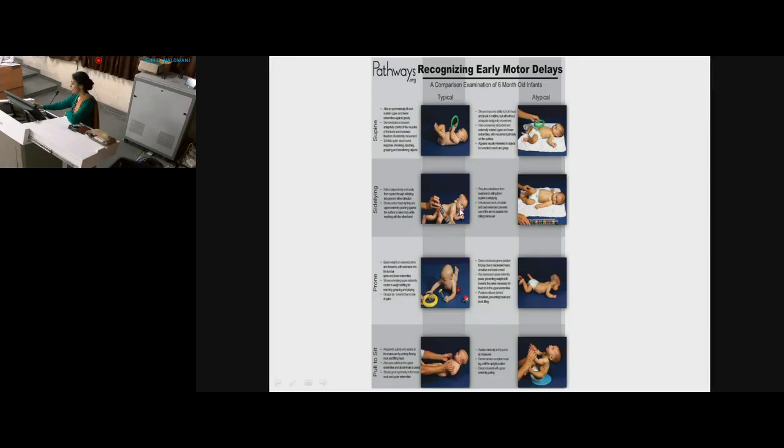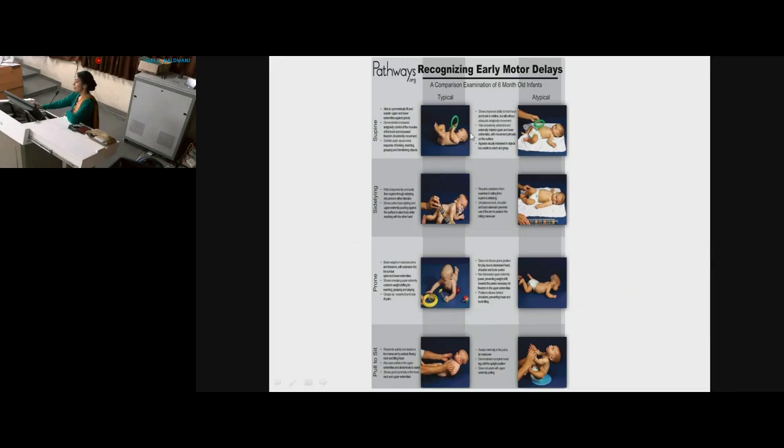Similarly, this child is in the prone position. He's able to lift his head, but this child is not able to turn from prone to supine. Right? So this milestone would come at around 4 months. He's able to lift his head and interact with these toys. This child is not so comfortable. This is what I told you.